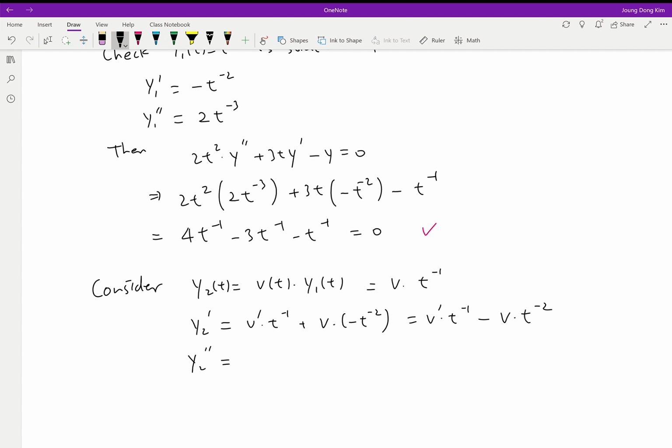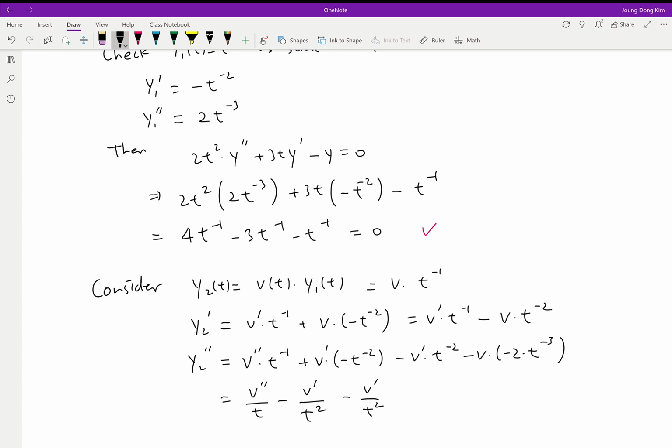So, okay, first part: the derivative of v prime times t to the minus 1 is v double prime times t to the minus 1 plus v prime times negative t to the minus 2. And the second one: minus v prime times t to the minus 2 and minus v times negative 2t to the minus 3. Let me simplify. It is equal to v double prime over t, let me write it in fraction form, minus v prime over t squared minus v prime over t squared. Oh, we can combine these two. And plus 2v over t cubed.